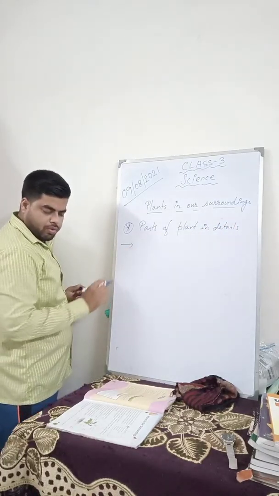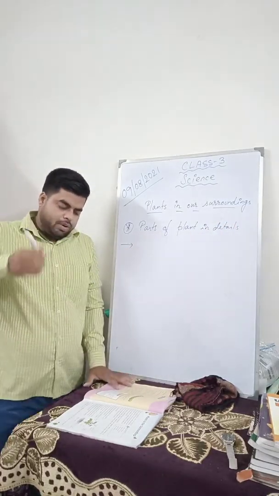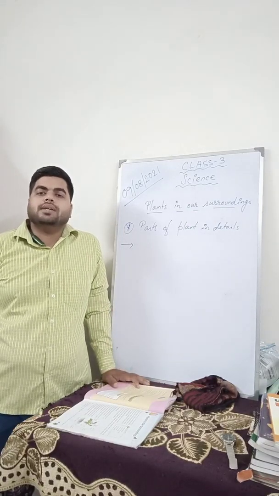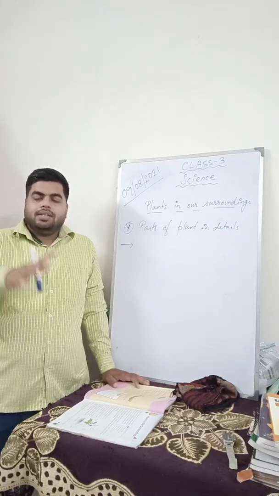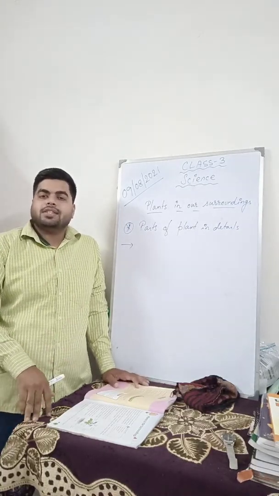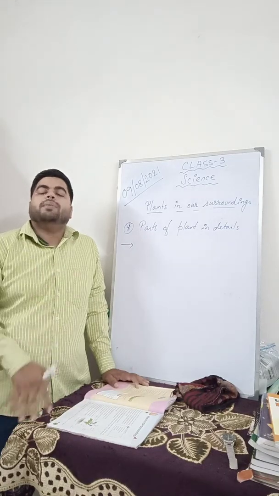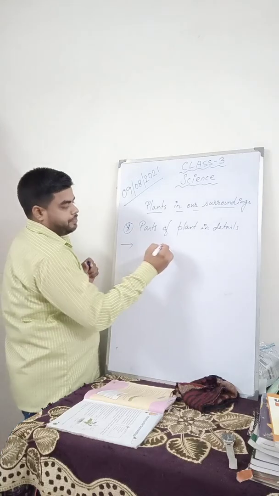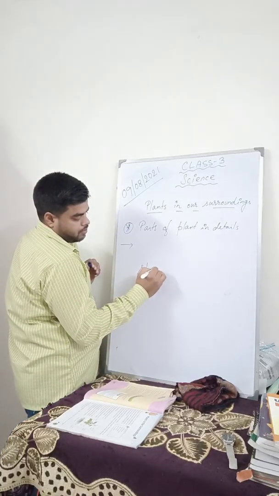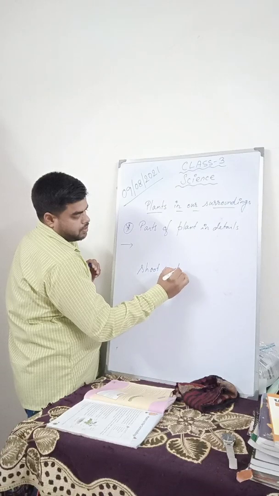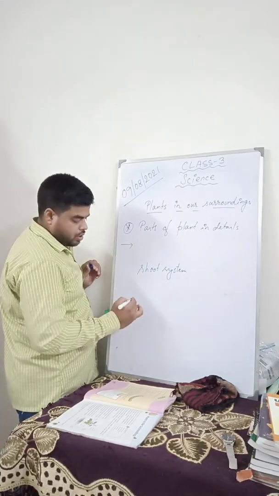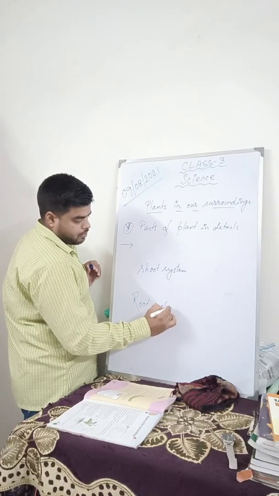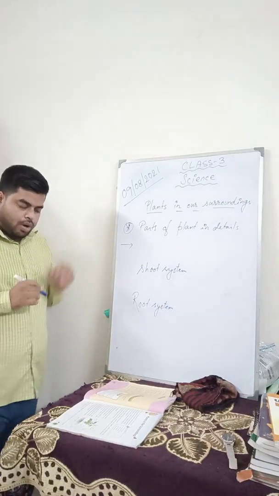First, let us know about the parts. A plant has two systems. That means there are some parts which grow inside the soil, and some parts which grow above the soil. The parts that grow above the soil are known as the shoot system. And the part that grows below the soil is known as the root system. These are the two systems of a plant.